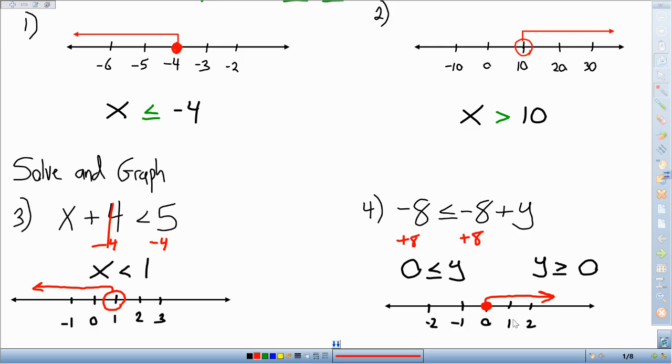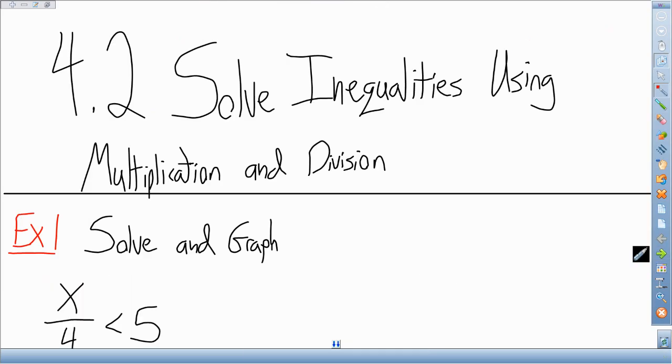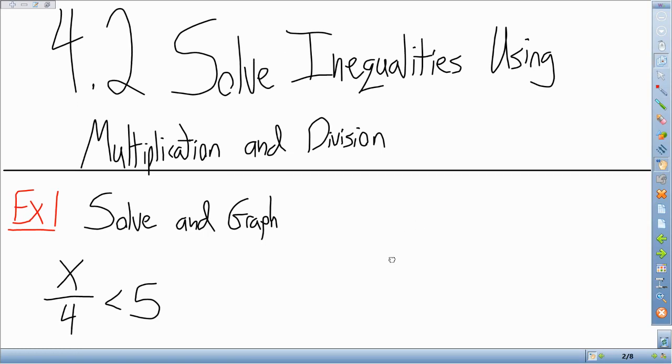Today's a continuation of it, but multiplication or division is going to be thrown in, and you'll see what that does. Okay, so real quick, go ahead and get this title at the top of your paper, and you can go ahead and copy down this first example.